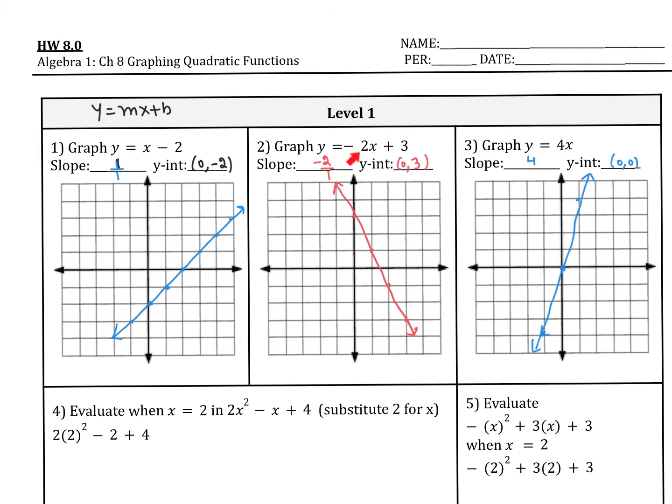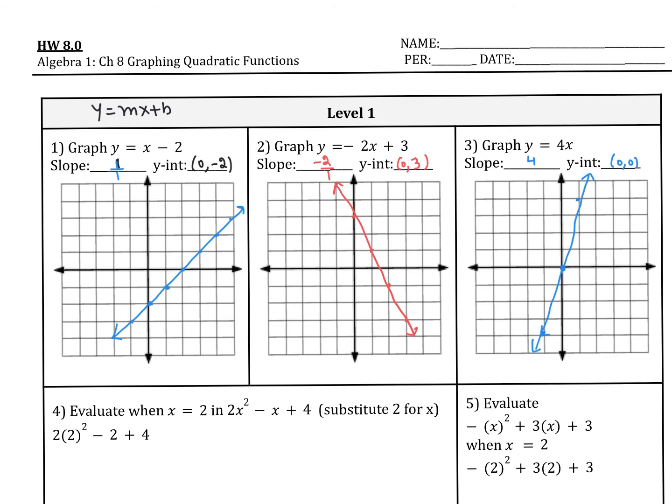So for number 2, the slope is negative 2 over 1, and the y-intercept is 0, 3. Starting from 0, 3, go down 2 over 1, or up 2 over 1 on the left side. So it's going to be a falling line from left to right because the slope is negative. Number 3, 4 is the slope. 0, 0 is your center where you start. You go up 4 over 1, down 4 over 1, and you get a line that is a rising line from left to right.